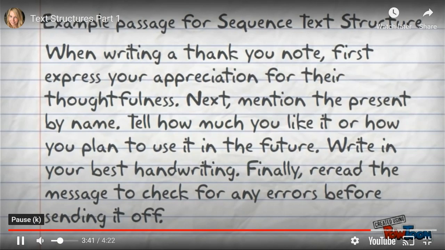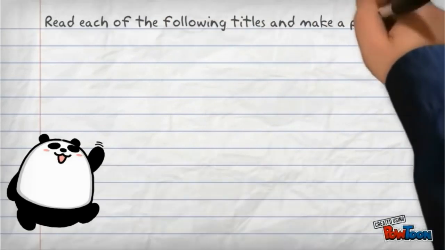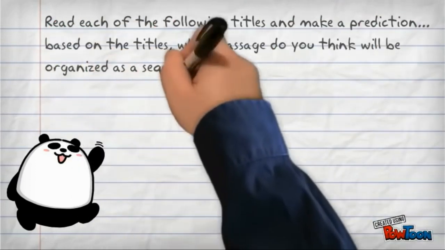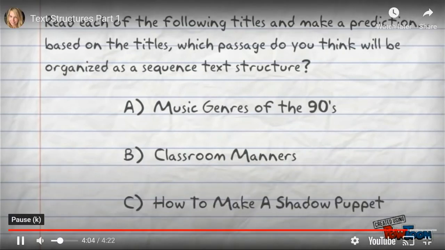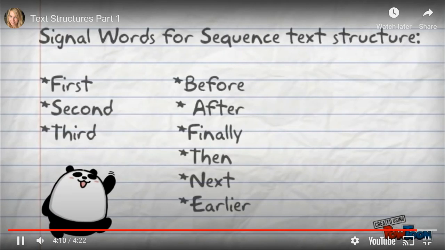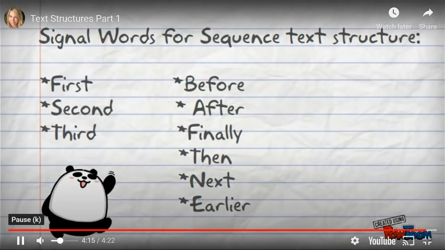What signal words do you hear in this passage? Next question. Read each of the following titles and make a prediction based on the title. Which passage do you think will be organized as a sequence text structure? Here are signal words for sequence text structure. Were any of these signal words that you heard in the passage that we just read?